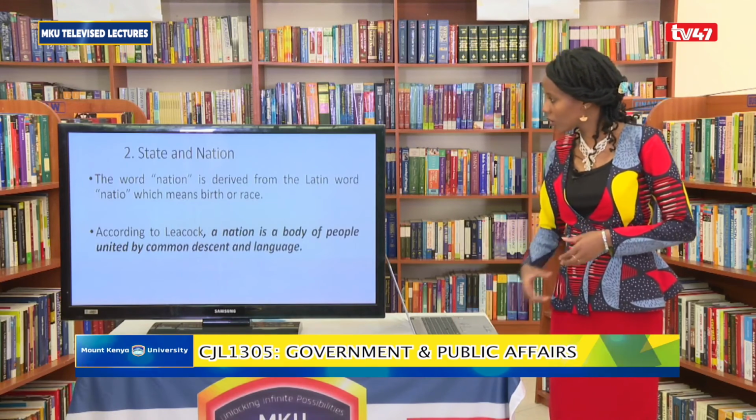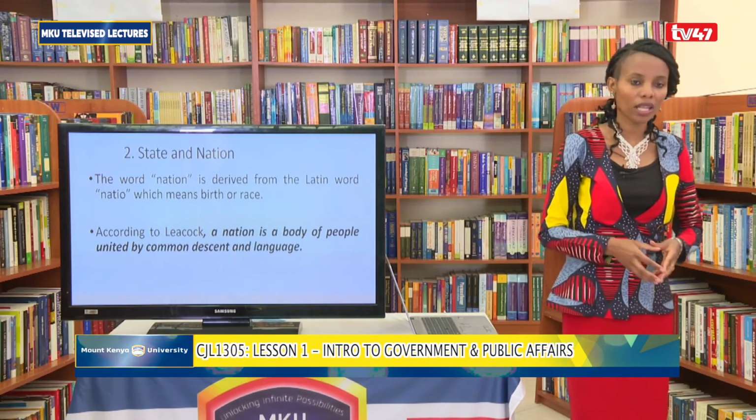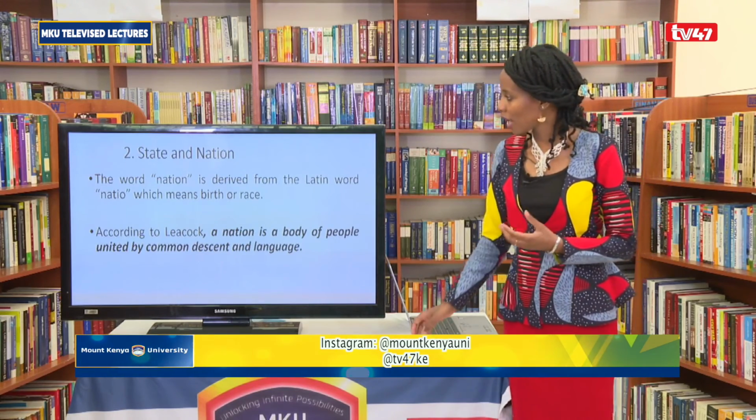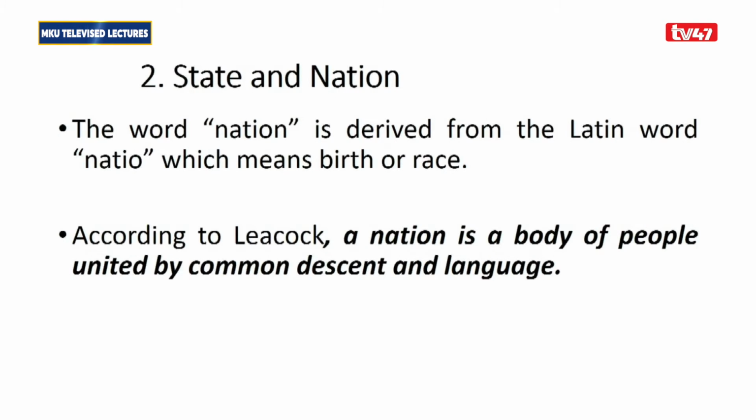Now to proceed, we'll look at the difference between the state and the nation. Different scholars have tried to bring in the differences between a state and a nation. The word nation is derived from the Latin word natio, which means birth or race. According to Leacock, a nation is a body of people united by common descent and language. Therefore, a nation is just a body of people that are united by common descent and language. Like we can say we are the nation of Kenya because we are united by common descent and also language.